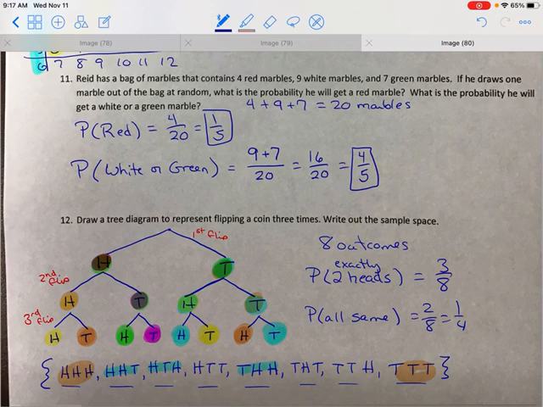All right, so you are asked to make one of these on the final exam, so make sure you're comfortable with making that tree diagram.